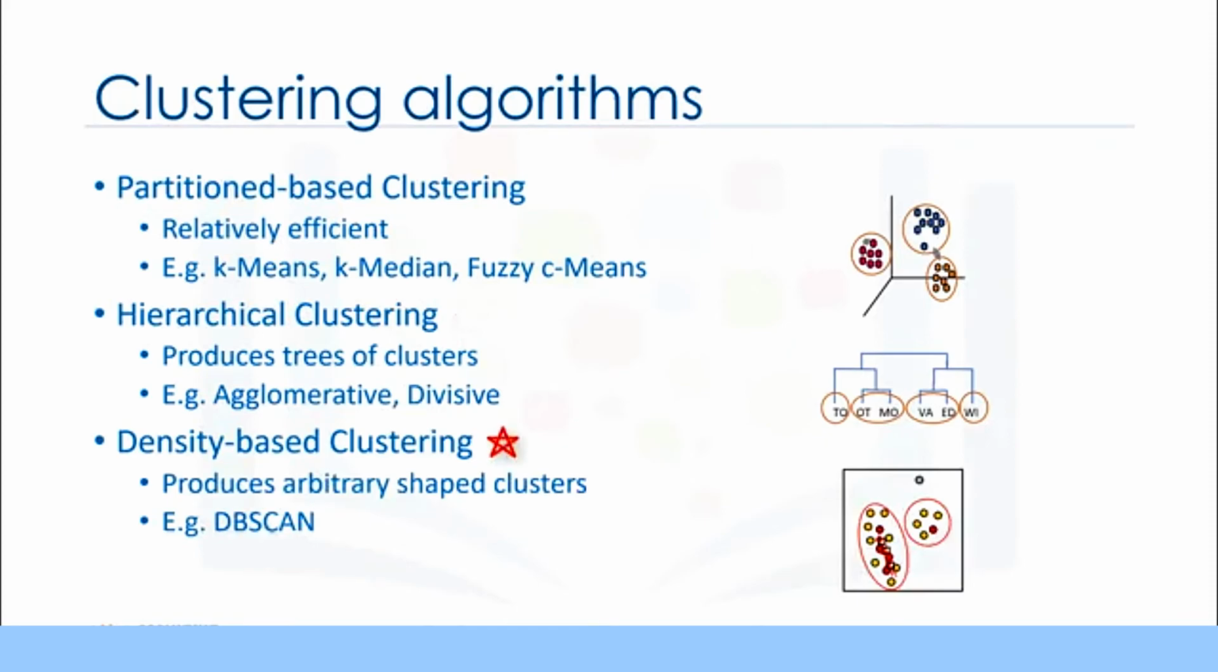Density-based clustering algorithms produce arbitrary-shaped clusters. They are especially good when dealing with spatial clusters or when there is noise in your dataset. For example, the DBSCAN algorithm.